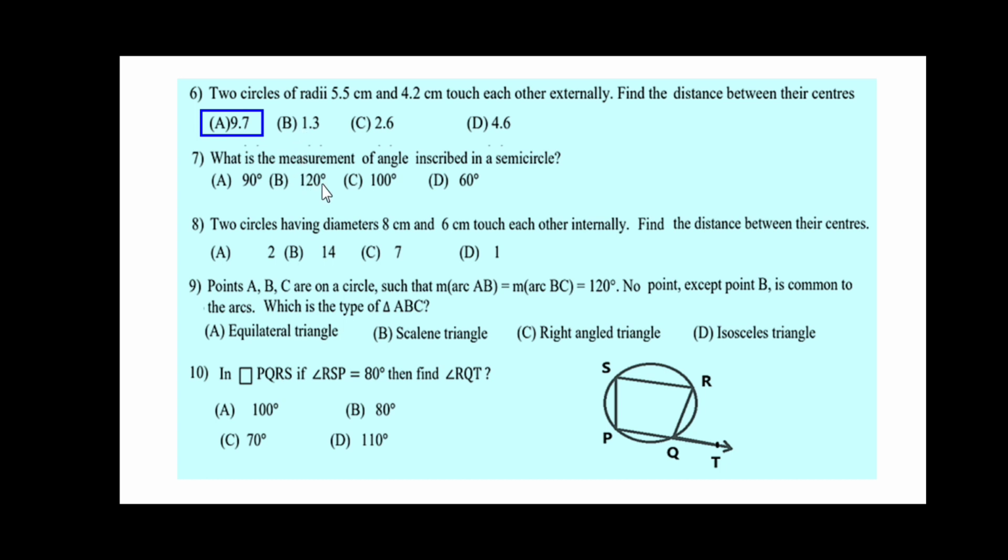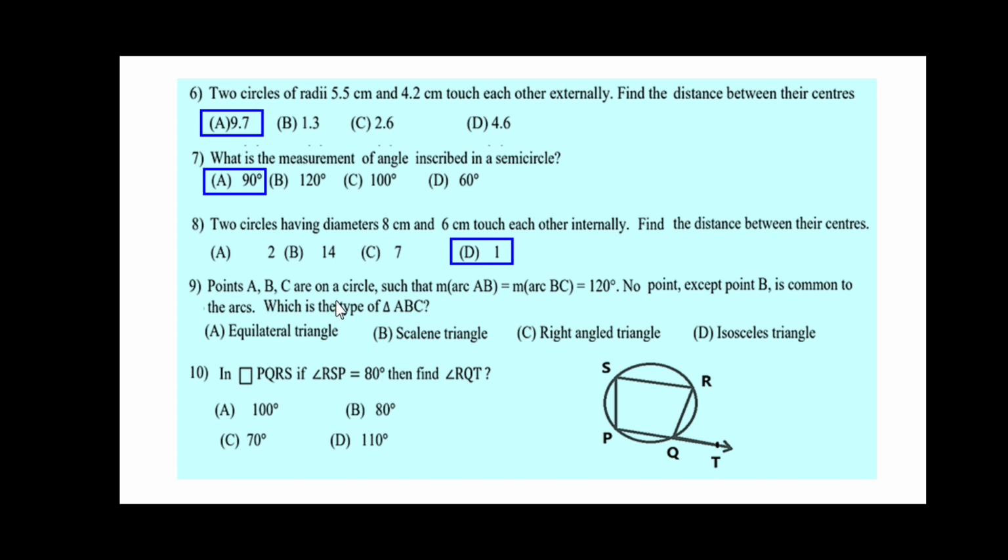What is the measurement of angle inscribed in a semicircle? That is 90 degree. Two circles having diameters 8 cm and 6 cm touch each other internally. Those are touching internally circles. Find the distance between their centers. And the distance between their centers will naturally be 1 cm.